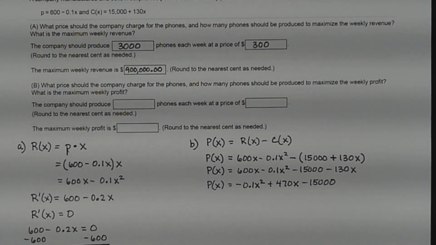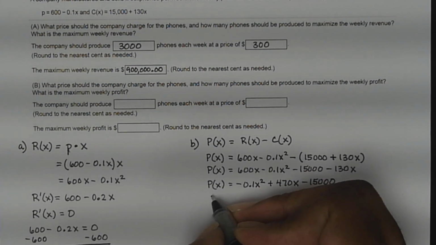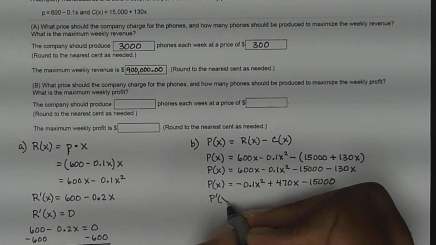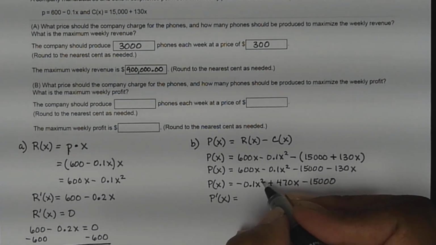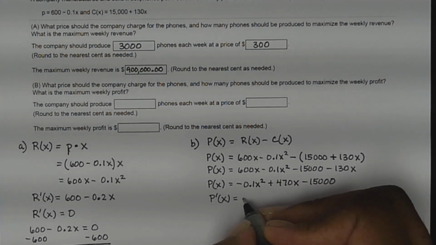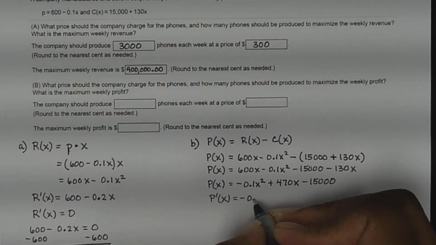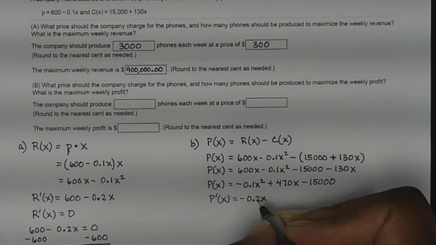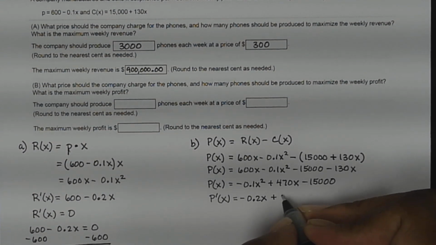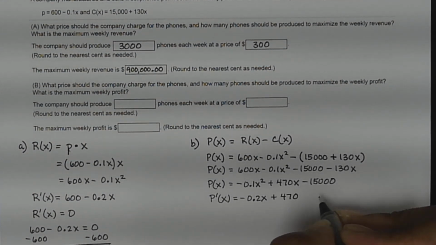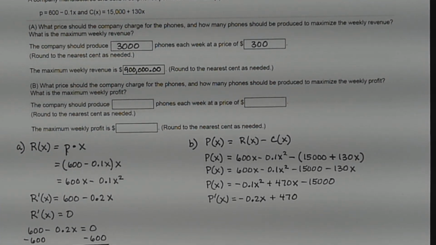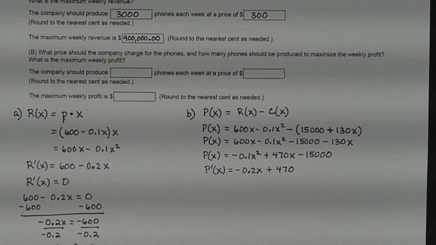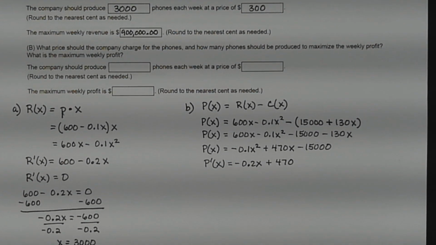Now let's go ahead and take the first derivative of this. So P prime of x would be, bring the 2 in front of the negative 0.1, multiply, you'll get negative 0.2x, plus the derivative of 470x will be 470. The derivative of minus 15,000 would be 0. So that's your first derivative of the profit function.